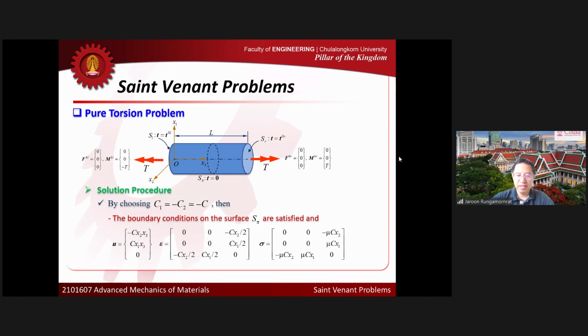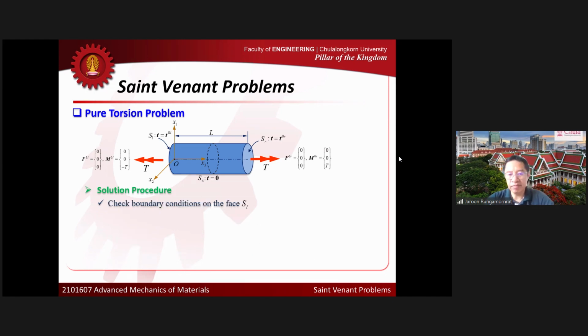Okay, next I move to check the boundary conditions on the surface SL, at the left end of the body. Again, I will not force the traction boundary condition at every point here. I will try to satisfy the boundary condition in an average sense by satisfying the net force and moment, right?